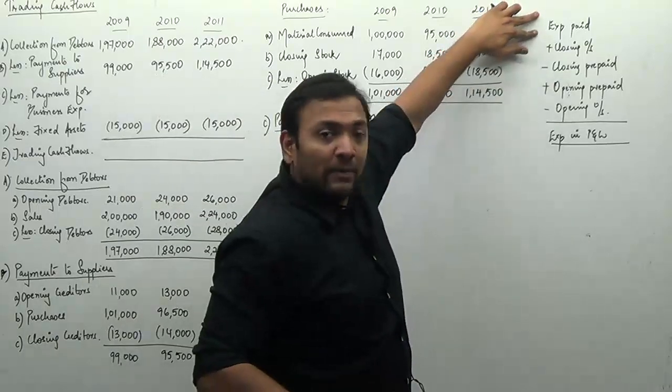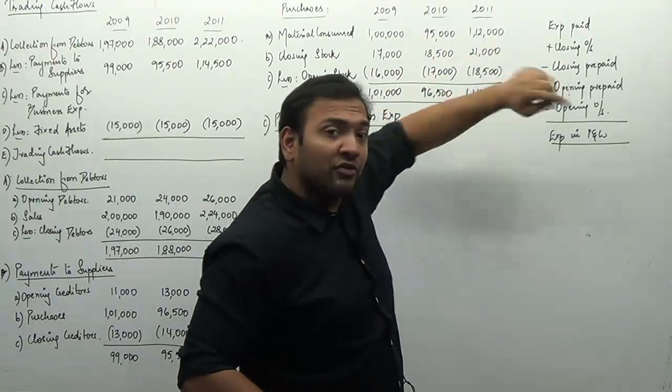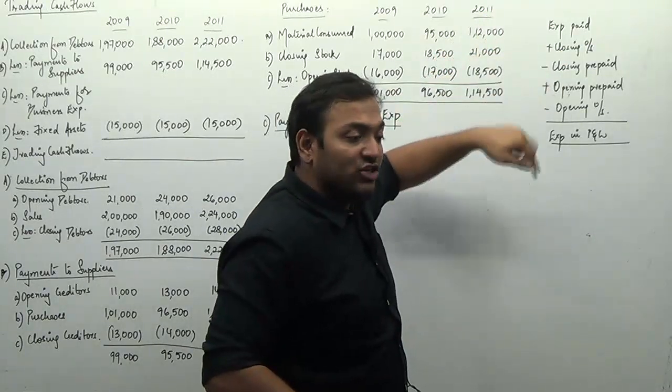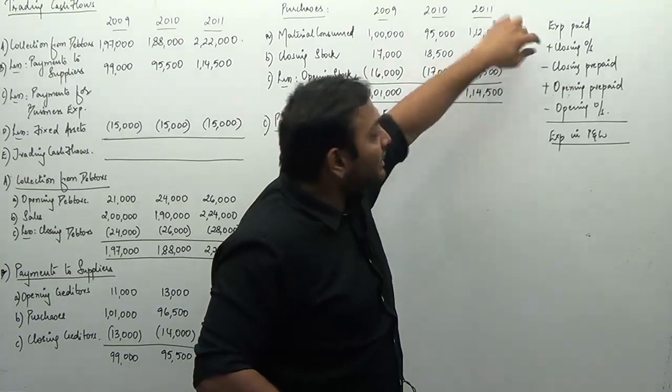What is the expenditure already paid? Current year expenditure unpaid. What is paid in the current year for the next year? That is not current year expenditure. So I'm deducting it because it is already included in expenses paid. Paid during the year for the next year.